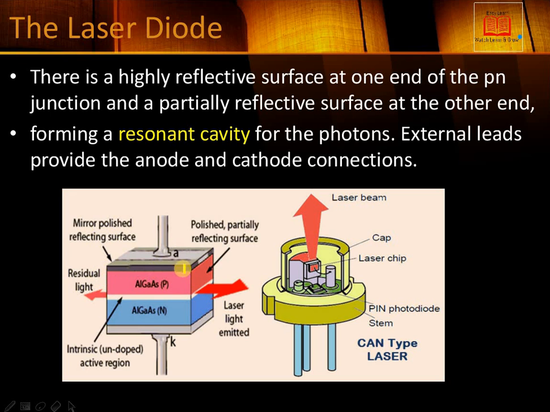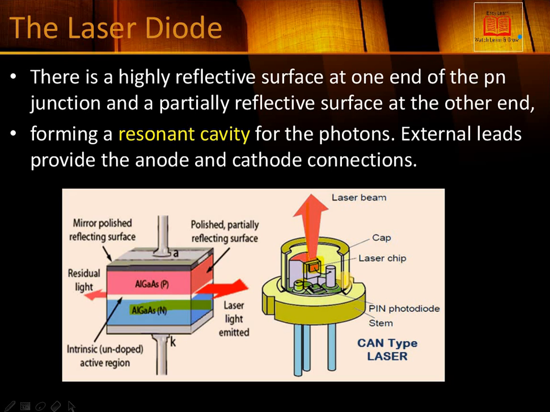Another diagram here, a color diagram. This is a mirror polished surface, and this is the partially polished reflecting surface. So this is the gallium arsenide, the p type region and the n type region. This is the can type laser diagram, and the laser beam can be emitted from here. This is the same diagram as we saw in the first slide, a conceptual diagram. And this is the cap, and this is the laser chip here. This is very important: the laser chip emits the beam of laser light that we use.